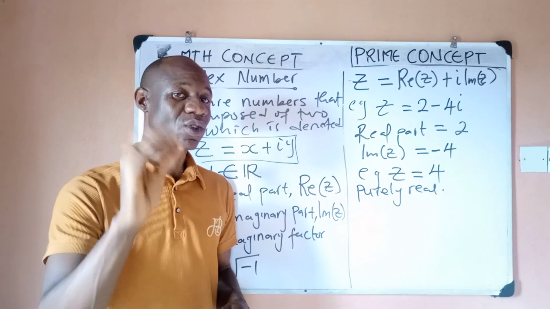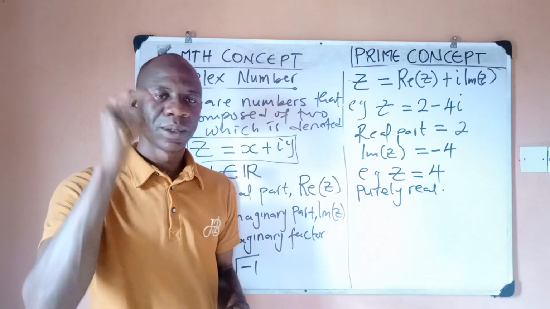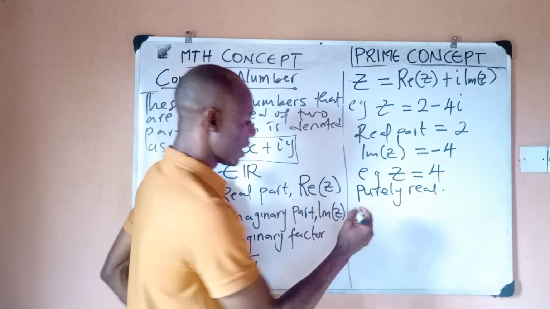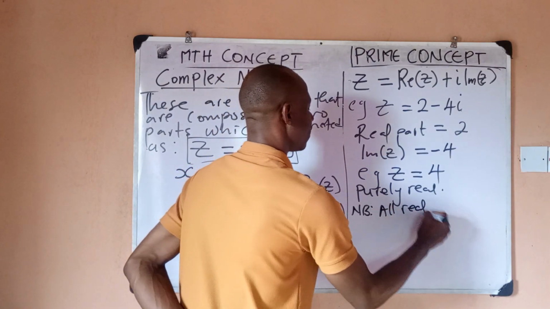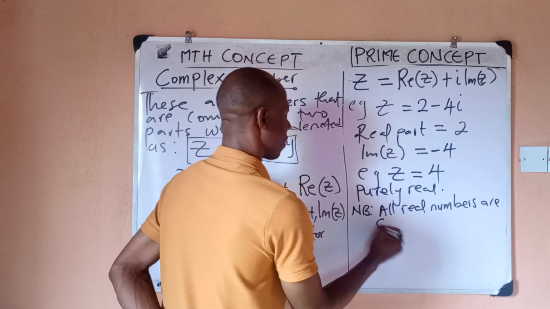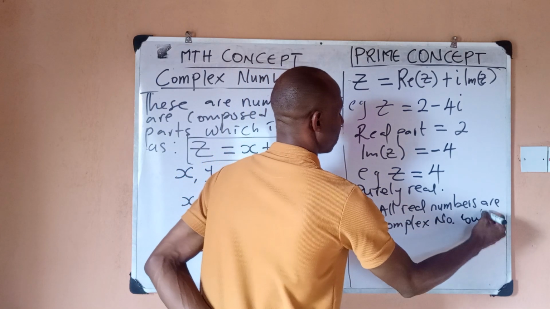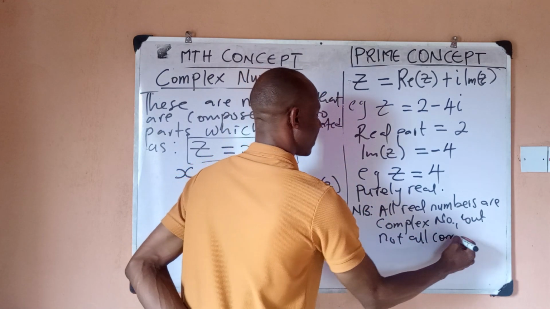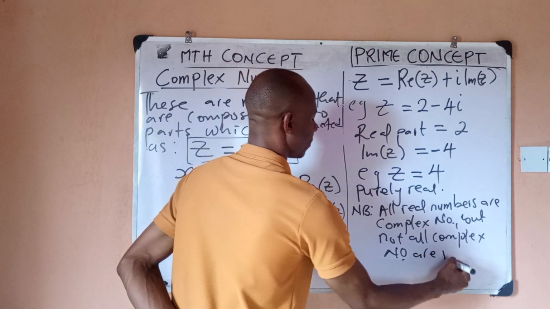So it quickly tells you that all real numbers are complex numbers, but not all complex numbers are real numbers. Let me write it as a point for you to note. All real numbers are complex numbers, but not all complex numbers are real.